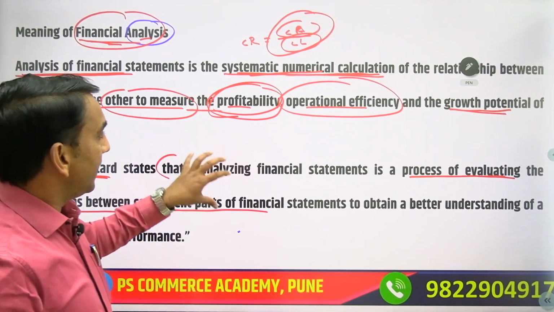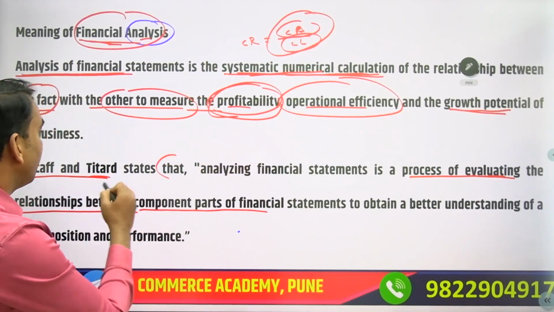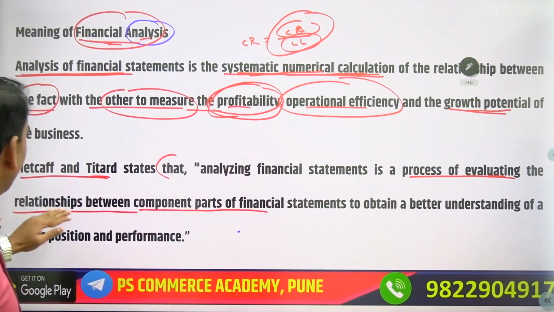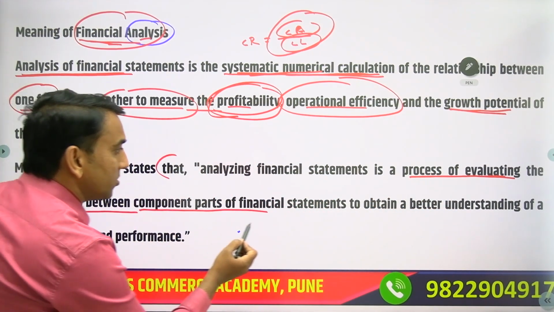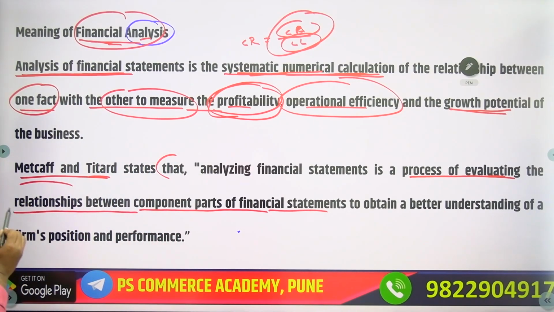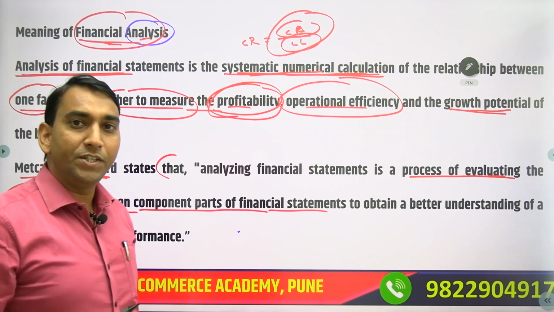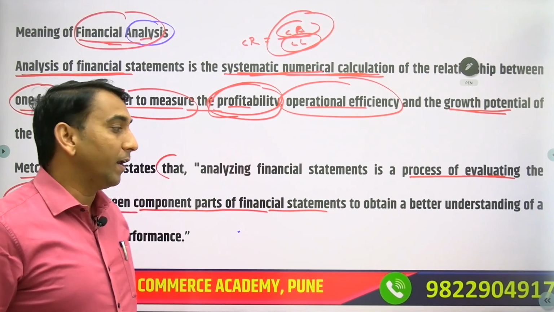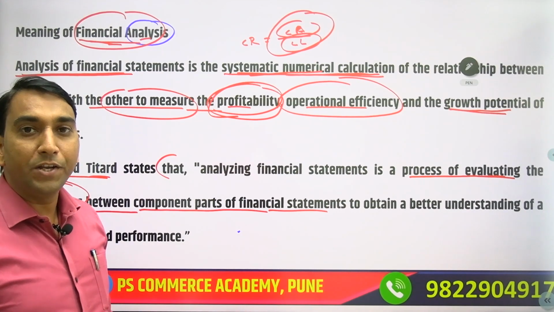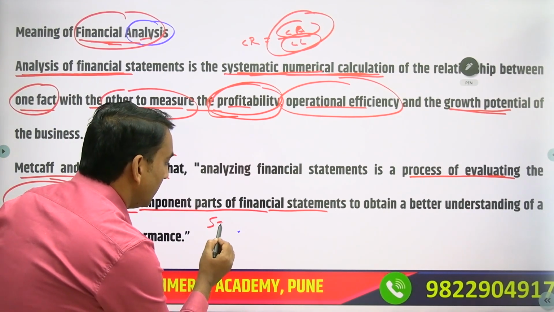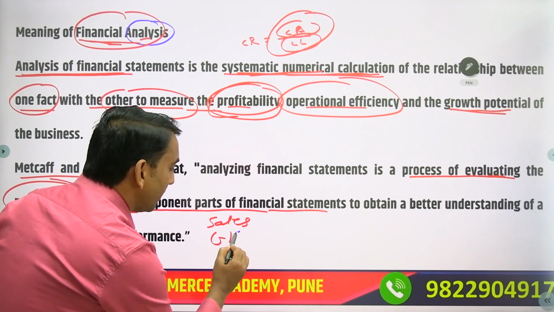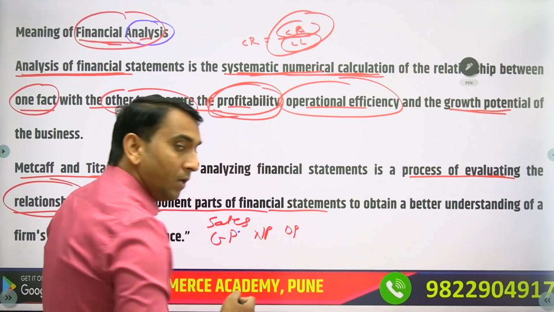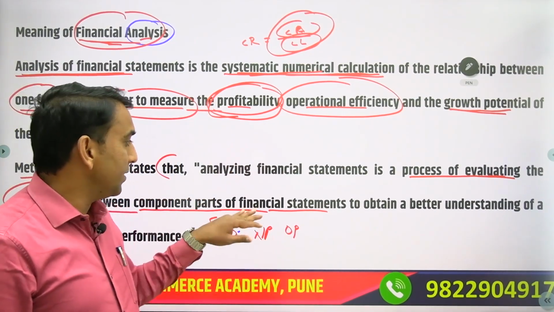Again, whatever we have seen earlier, that is the meaning coming from this definition actually. It is the process of evaluating the relationship between component parts of financial statement. Again, it is a relationship. So what are the component parts of financial statement? There may be your sales, there may be gross profit, net profit, operating profit. So all these are the component parts of financial statement.